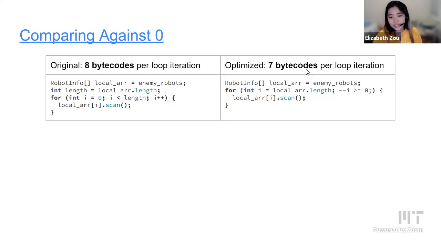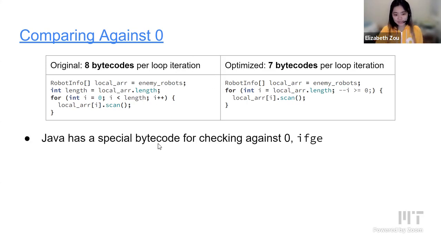So now you can actually save more bytecodes by changing the for loop itself. Instead of starting with i equals 0 and comparing it against length every single time and incrementing it, if you do it the other way around, where you start at length and then decrement it every single time and compare it against 0, you're actually saving bytecodes every single loop iteration. And how does this work? Basically, Java has a special bytecode for checking whether a value is equal to 0, which is IFGE. This stands for if greater than or equal to, and implicitly it's implying if greater than or equal to 0.